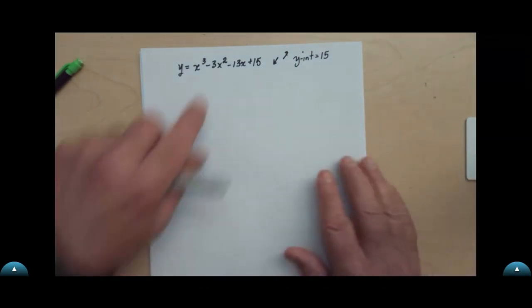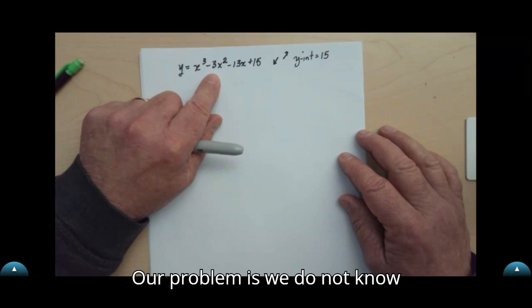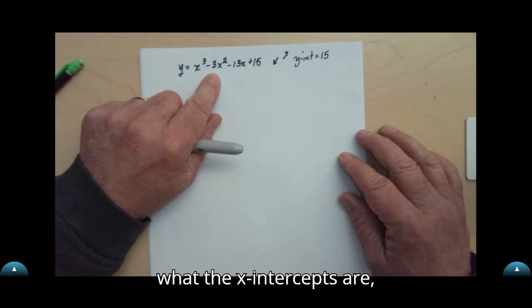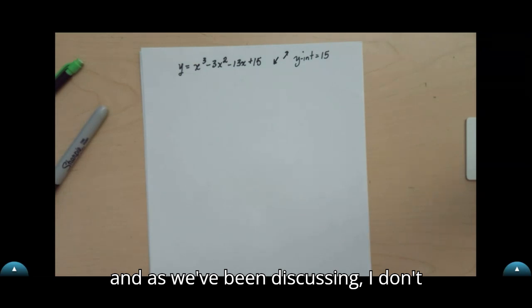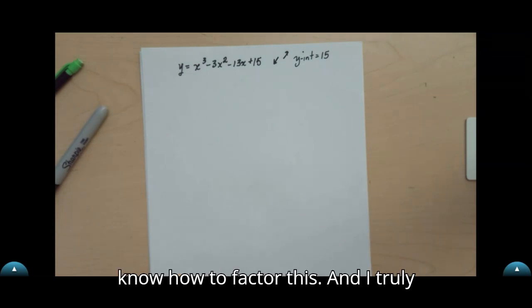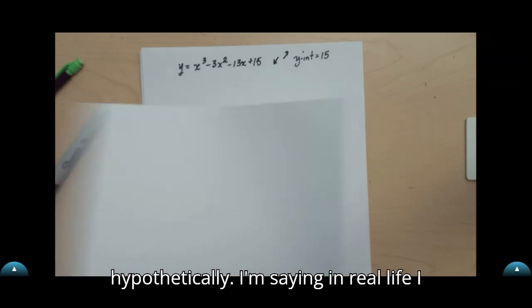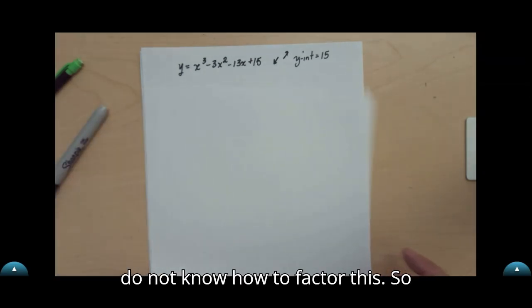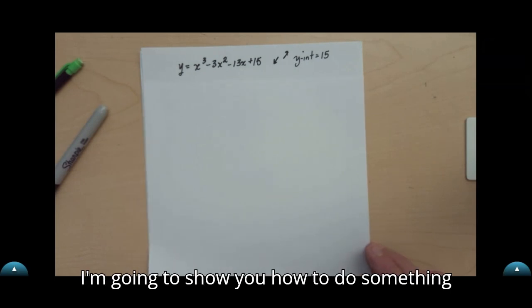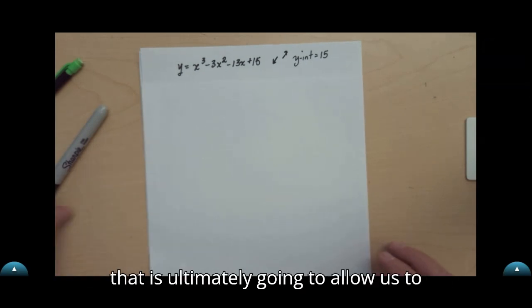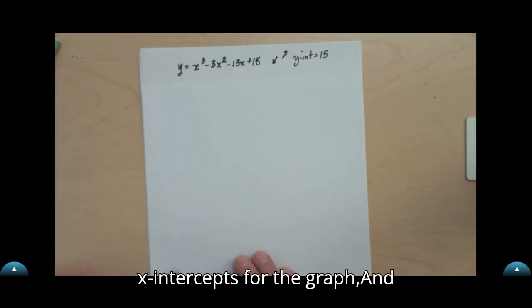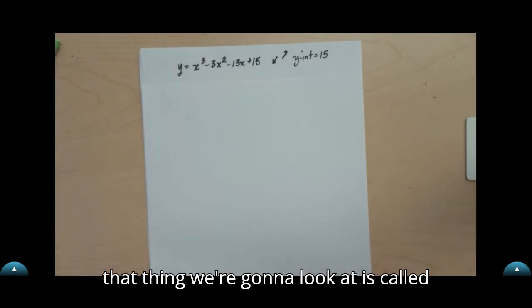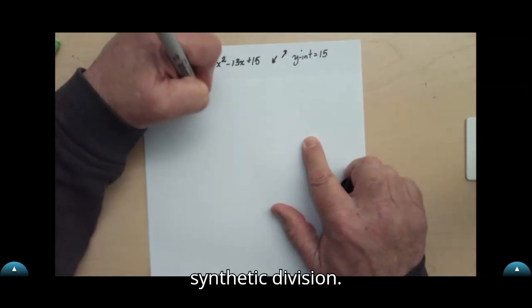But at any rate, our problem is we do not know what the x-intercepts are. And as we've been discussing, I don't know how to factor this. And I truly don't. I'm not saying that hypothetically. I'm saying in real life, I do not know how to factor this. So I'm going to show you how to do something that is ultimately going to allow us to find all the zeros, which means all the x-intercepts for the graph. And that thing we're going to look at is called synthetic division.